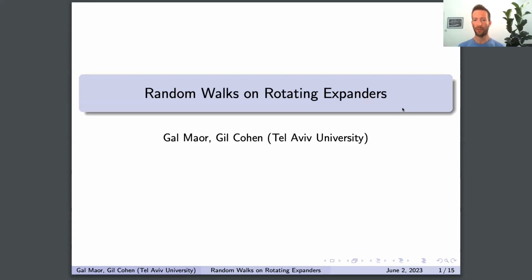Hi, I'm Gal from Tel Aviv University, and this is joint work with my advisor, Gil Cohen, named Random Walks on Rotating Expanders. Many of you are probably familiar with random walks and with expander graphs, but you may wonder what these rotating expanders I speak of are, how do I define them, why do I define them? And what is going to be most interesting here are the tools which enable us to analyze these new objects. But first, let's set the stage for all those definitions.